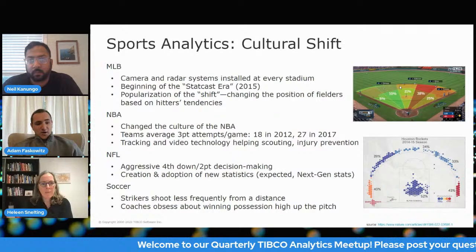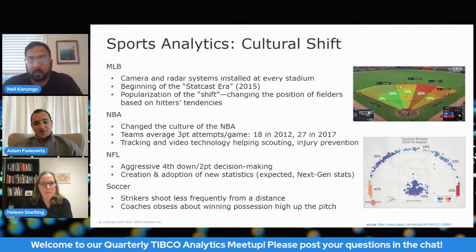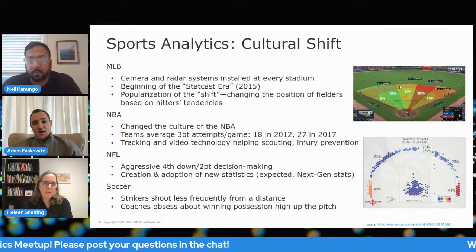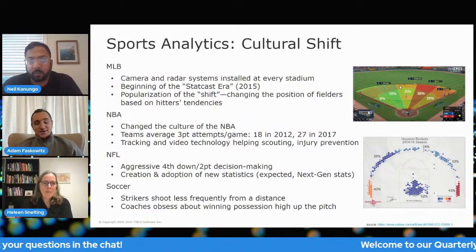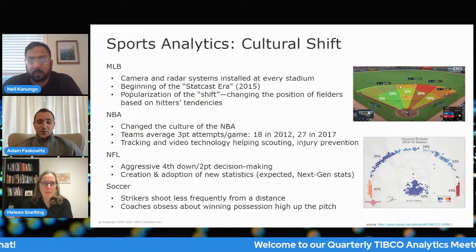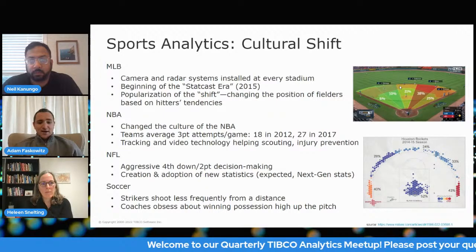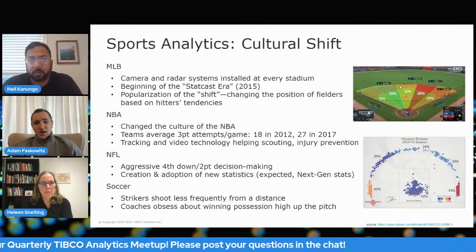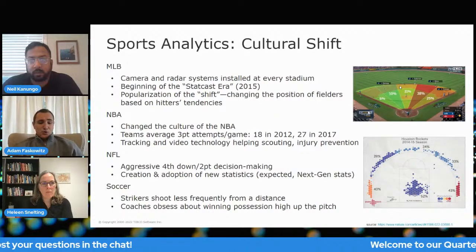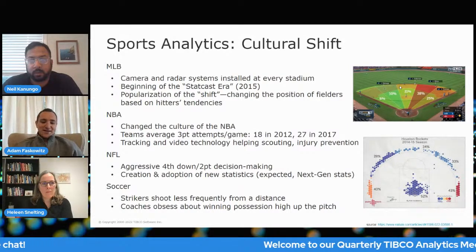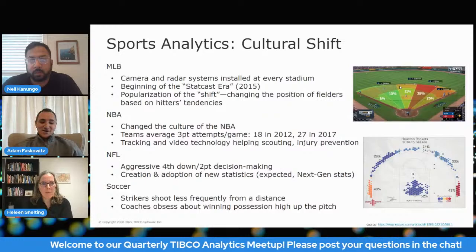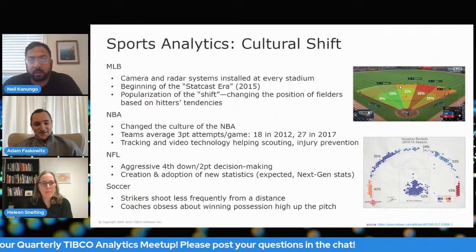And then in other sports, with the NBA, we have a lot more 3-pointers taking place. We averaged 18 3-pointer attempts per game per team in 2012, up to 27 in 2017, and that number, I figure, is definitely only going up. They are also benefiting from the tracking and video technology, key in scouting and also injury prevention. You'll see a lot of players who take days off every now and then if they're older. I know this is a frustration for many fans because they want to see LeBron James play, but you never know if he's going to sit out because the analytics say that he needs to rest. So that's a new thing that's happened in the NBA.